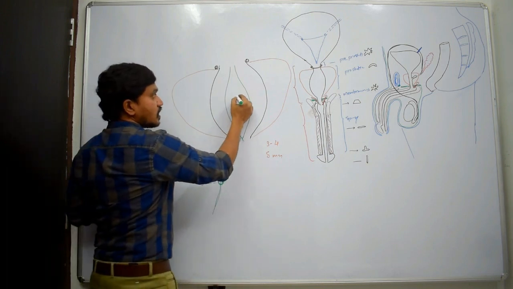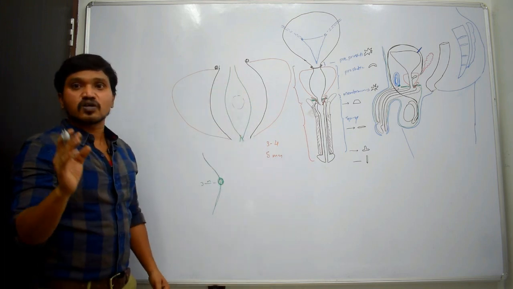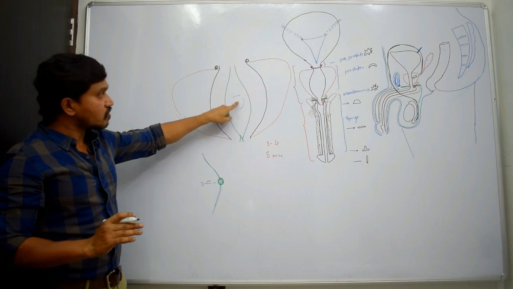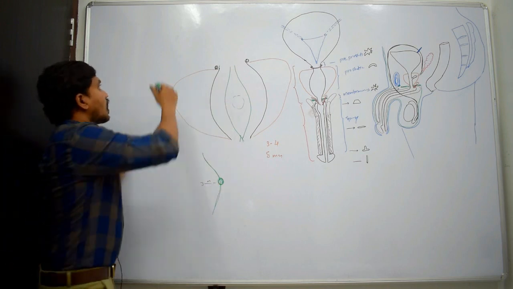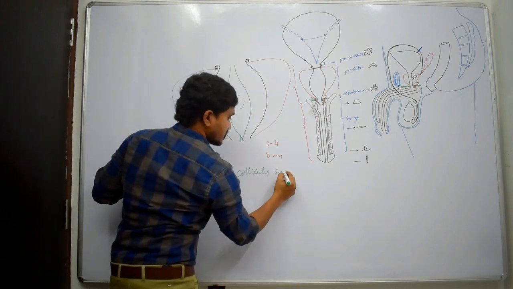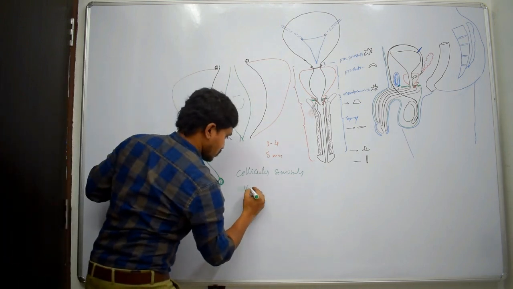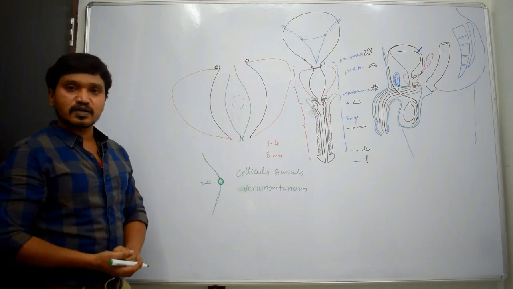Clear? Then at the middle of the urethral crest, you can see one oval elevation. Here you can see the elevation. This elevation we are calling the colliculus seminalis. In the middle part of the urethral crest, you can find one oval elevation. That elevation we are calling the colliculus seminalis. This colliculus seminalis we can also call the verumontanum. What is the importance of it?